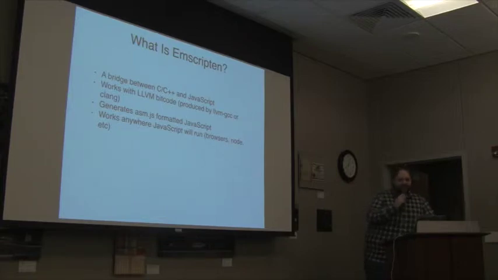LLVM is really popular right now with Apple and Linux, and so it'll take the code generated by LLVM, specifically as you see your bit code, and run some magic on there and spit out ASM.js formatted JavaScript, which for those who don't know, ASM.js is a subset of JavaScript, and depending on the browser, it can be insanely fast. But the browser doesn't have to be, because it'll work in Node, it'll work in Chrome, it'll work in Firefox, it doesn't really matter.